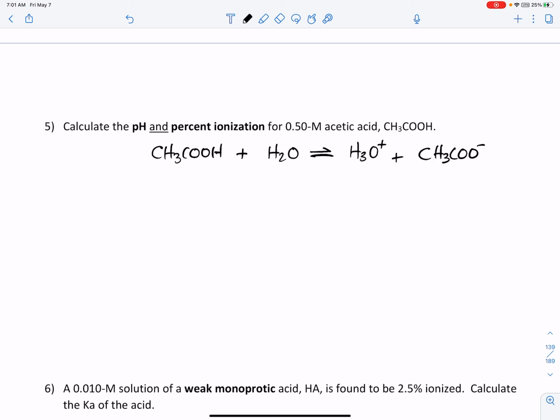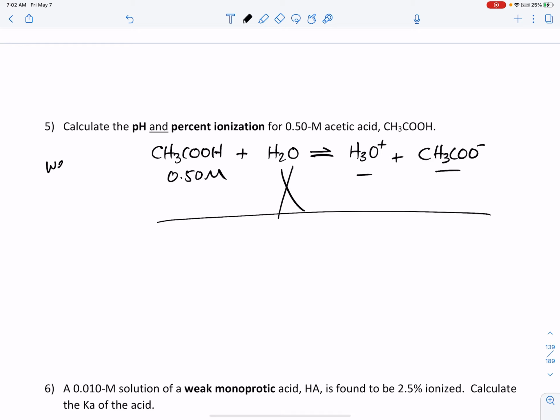So we're going to set up an ice table. The acetic acid is 0.5 molar. The water is a liquid, we'll ignore it. The hydronium in water is so small, 1 times 10 to the minus 7 molarity, that we'll ignore it and just say the hydronium is 0. And the acetate is 0 initially.